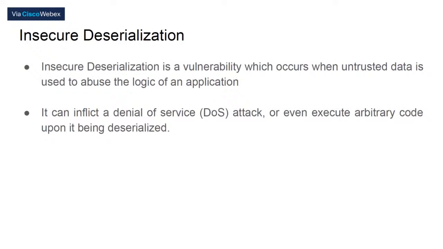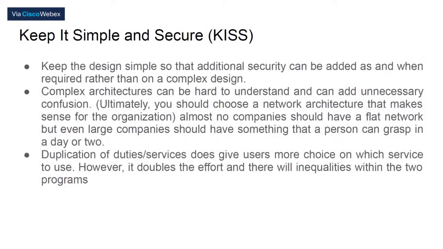And insecure deserialization is a vulnerability which occurs when untrusted data is used to abuse the logic of an application. There is no single way to do that. There are various ways that can be used, and it can even be used with cross-site scripting and other applications wherein a denial of service can be familiar with that and also be part of.